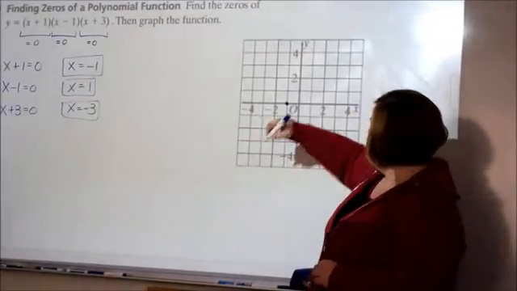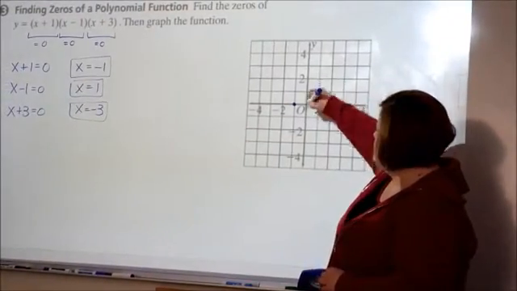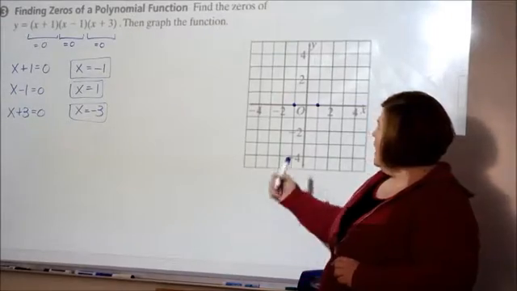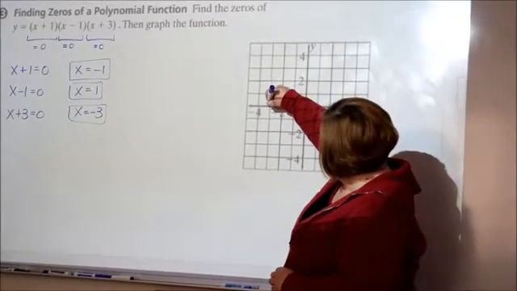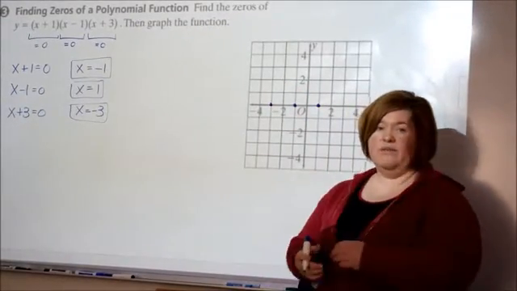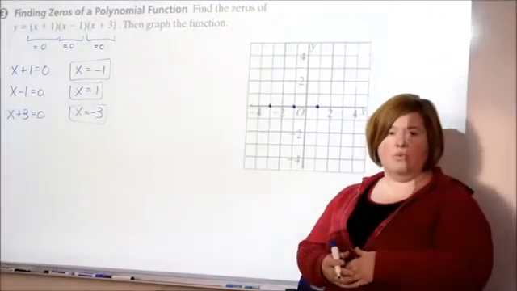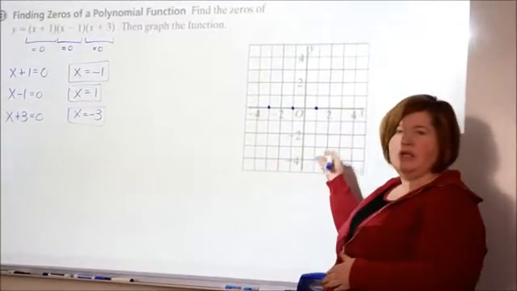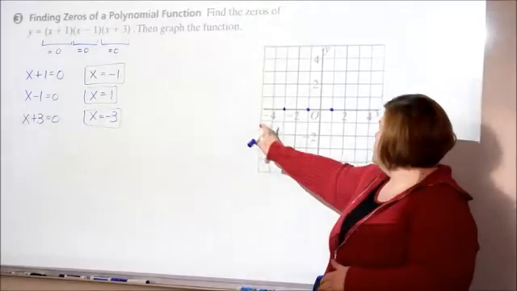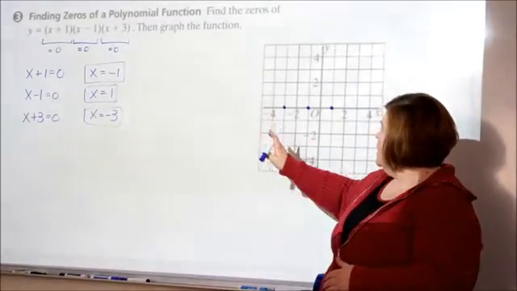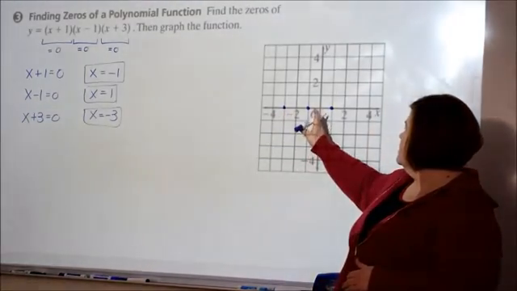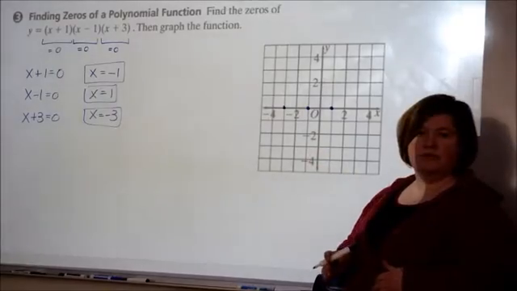Where x is 1, we have a 0. So we have a point right there. And where x is -3, we have a 0. So we have a couple points on our graph, but we need some more. So let's plug in some information around there. Let's pick some other points. What about -4, -2, 0, and 2?